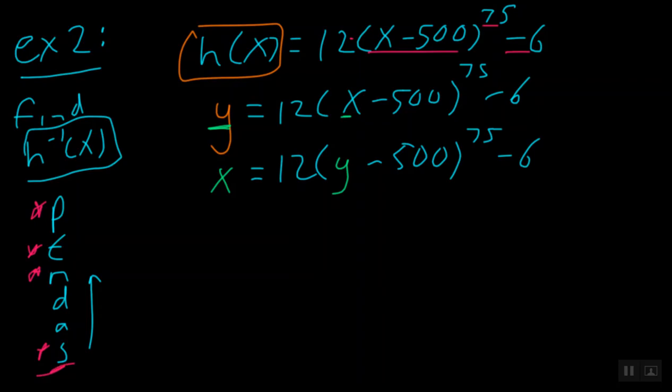Working from the bottom, I see the first thing we get rid of is the subtraction. And you ask yourself, how do I get rid of subtraction? What is the opposite of minus 6? Of course, that would be plus 6. And I'll add 6 to both sides.